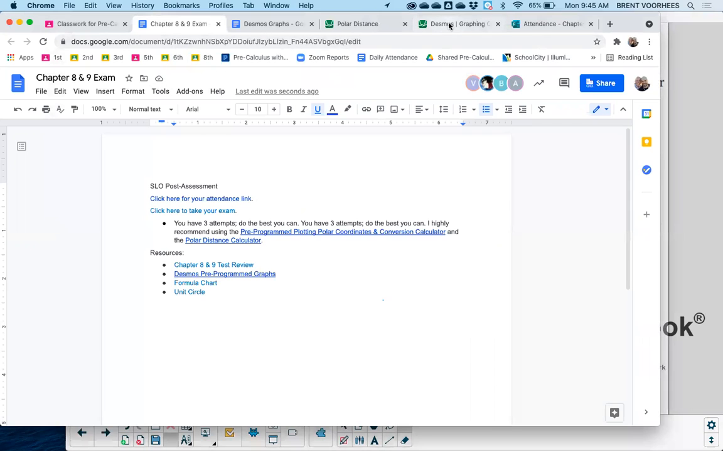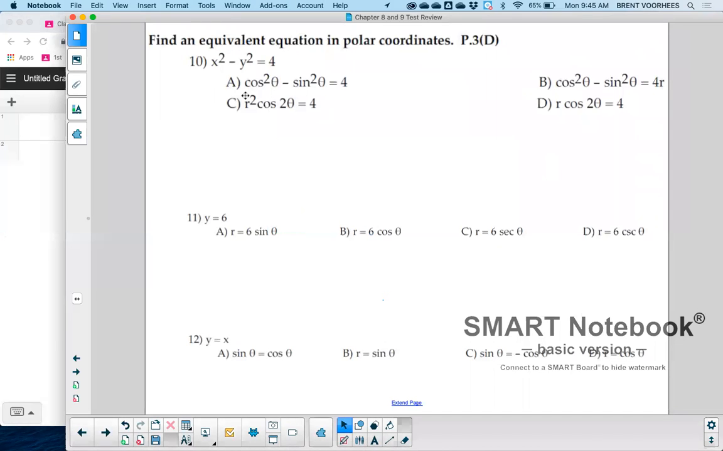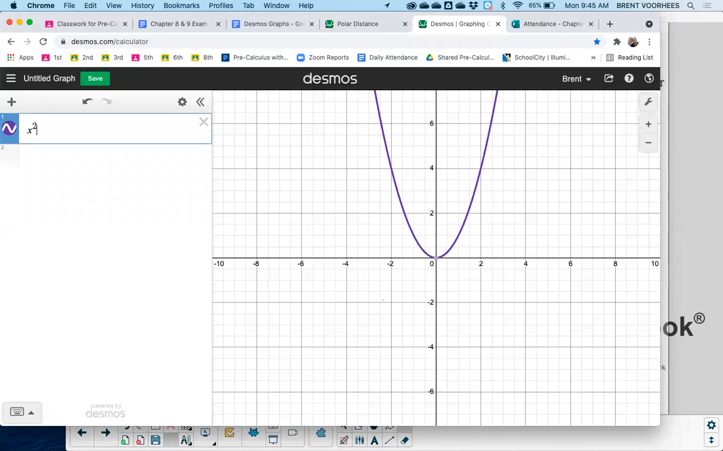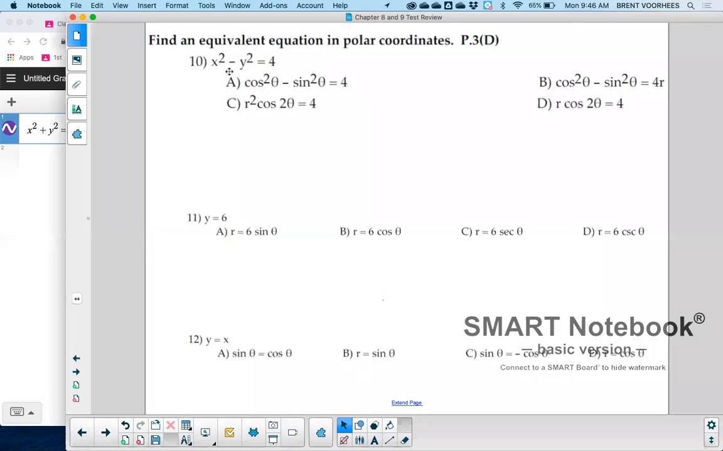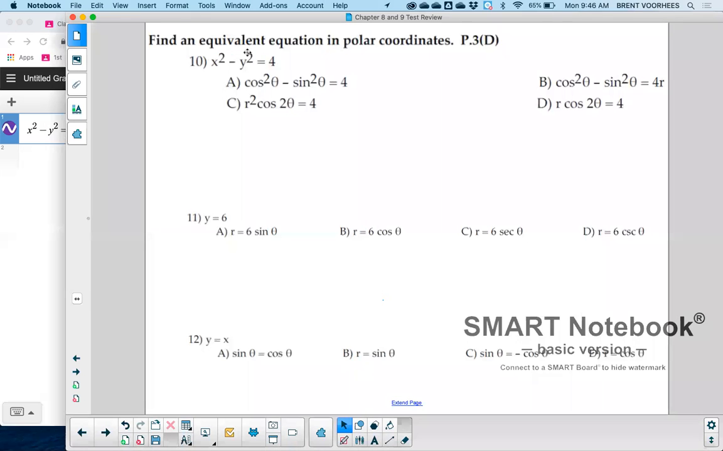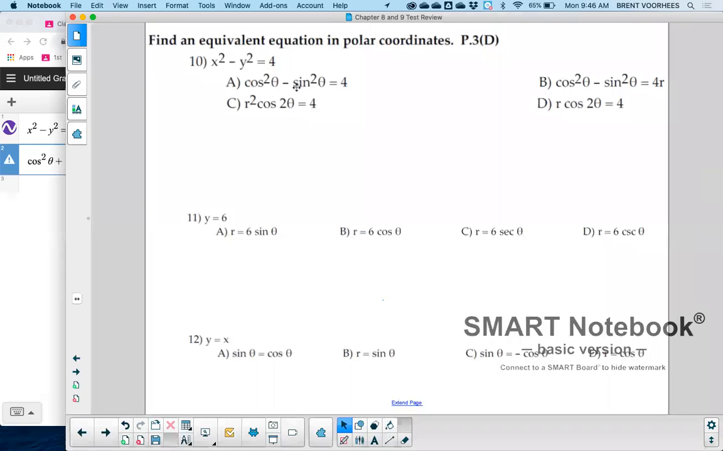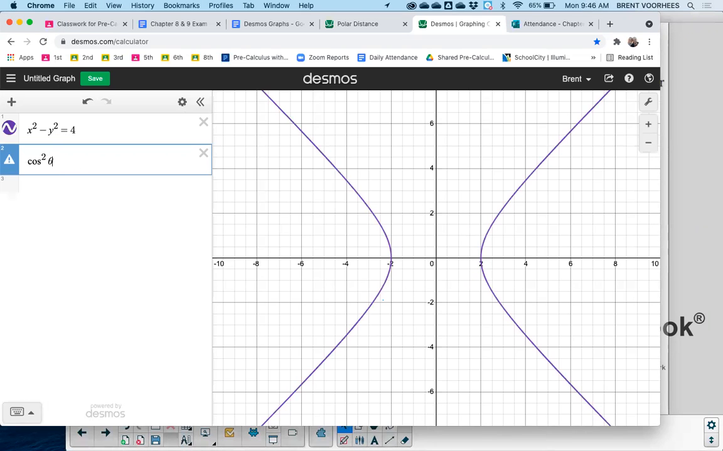I would do all these by graphing, just going to a blank graph here. If you're converting an equation or converting a picture, I would just type these in. So this says x squared minus y squared equals 4, I'm sorry. So there's our picture. It's a hyperbola. And then graph in the answer choices to see which one is correct here. So A is cosine squared theta plus or minus sine squared theta equals 4.